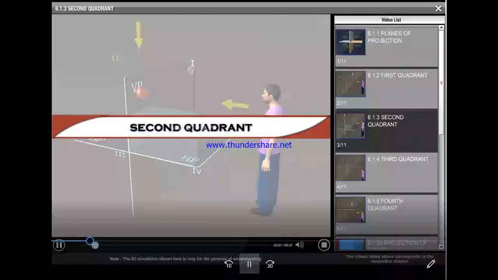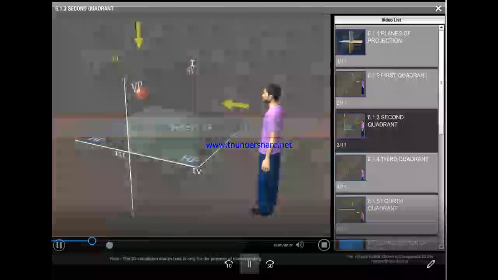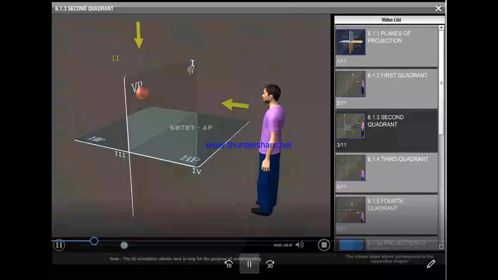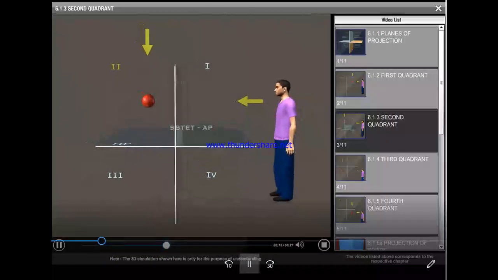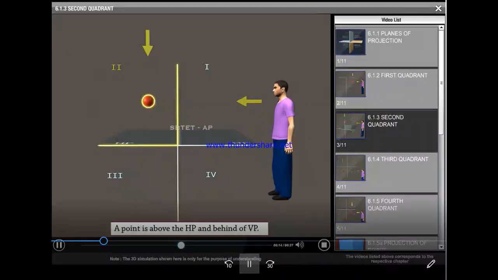Second quadrant. In this we will see about the location of object with respect to second quadrant. It is a quadrant in which the object is placed above the horizontal plane and behind the vertical plane with respect to the observer.